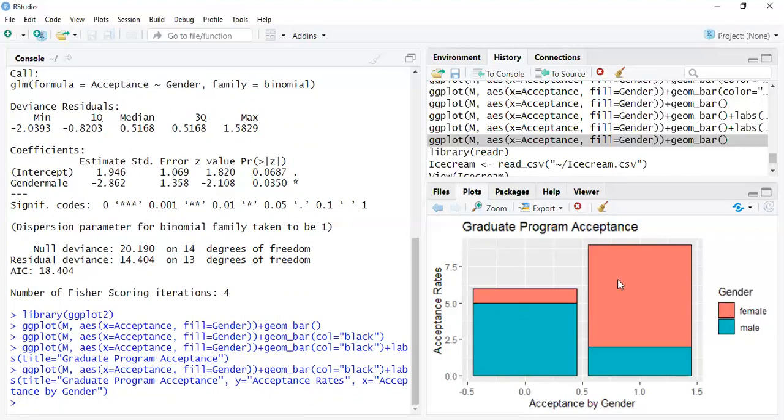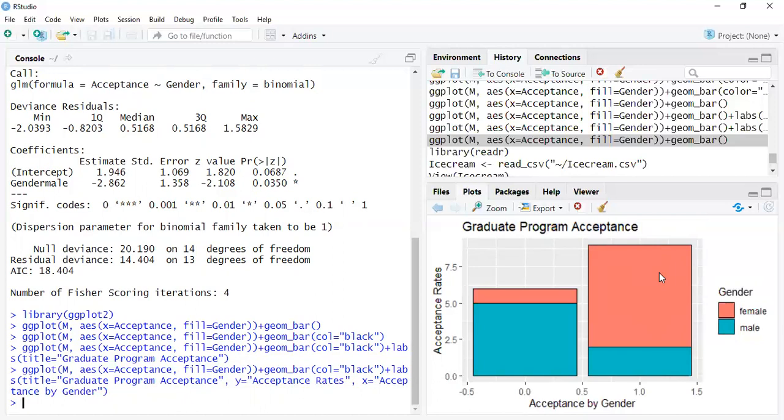And as you can see, this is how I know that it's obviously 0, 1, because here you have acceptance. It looks a lot more significant with the female here than the male. And look at that. That looks pretty interesting statistically.